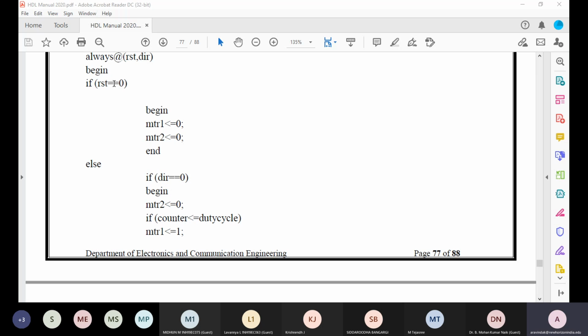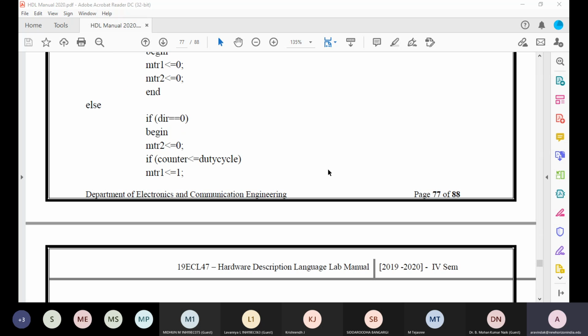Else, if reset is not 0, else if direction is 0. Now direction will have 2 values, 0 and 1, that is clockwise and anti-clockwise. If direction is 0, begin, motor 2 is assigned with 0. You can see this, motor 2 is assigned with 0. Now, that means motor 2 is connected to the negative side of the voltage or the pulse.